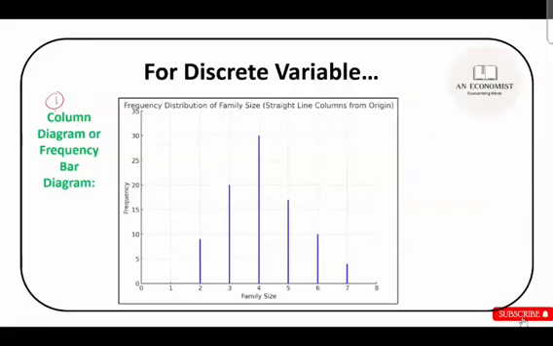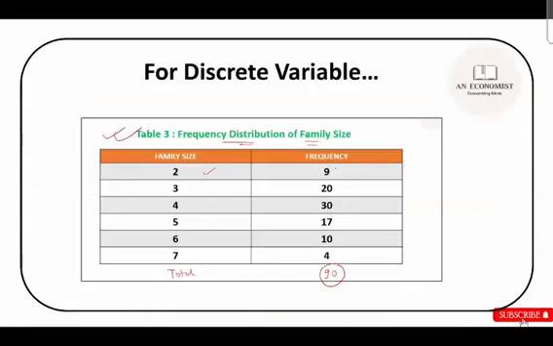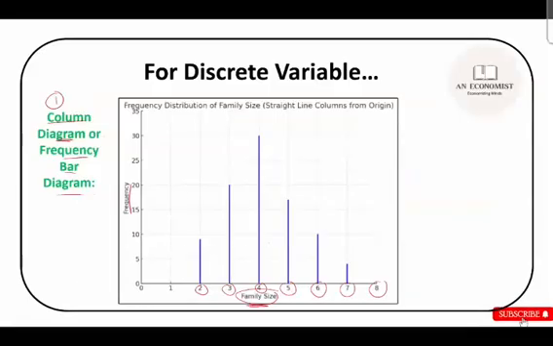First diagram is the column diagram. Column diagram, also known as the frequency bar diagram. Here what you do, for each family size, so on the horizontal axis you are plotting the family size. So you have to write these numbers on this horizontal axis, and you are simply writing frequency on the vertical axis. From the table you have these frequencies corresponding to these family sizes, and you simply need to plot it. So for 2 you have the frequency to be 9, for 3 you have the frequency to be 20, and like this you are plotting the frequencies for each of the family size.